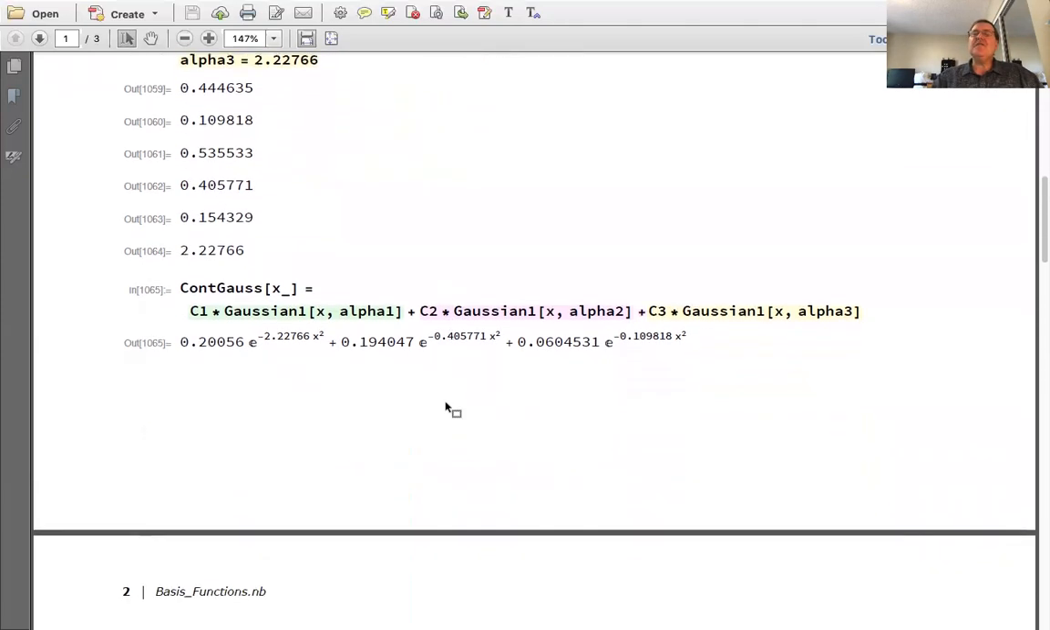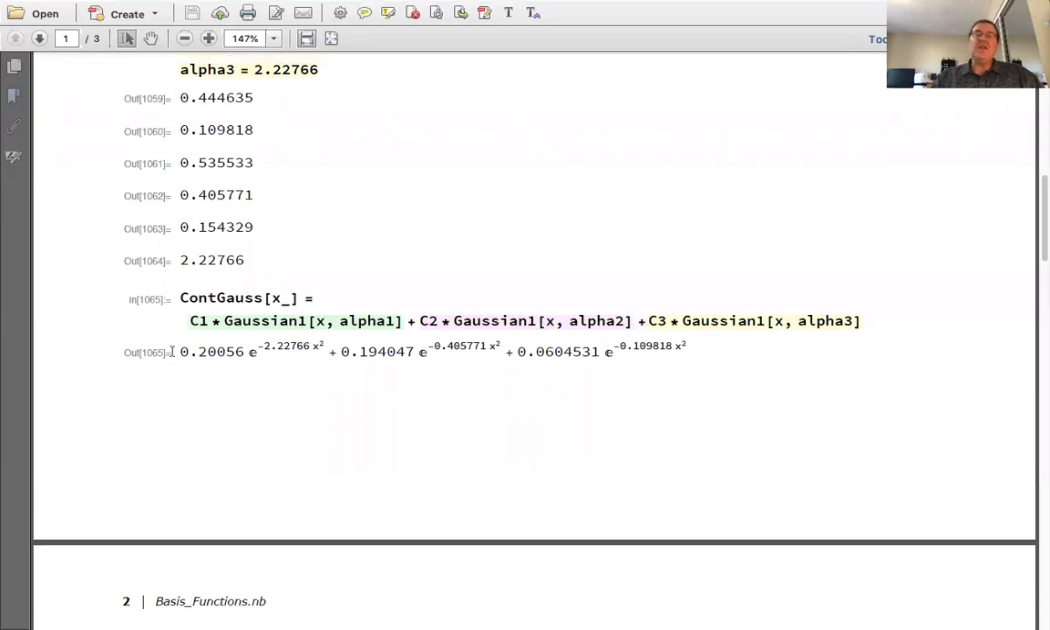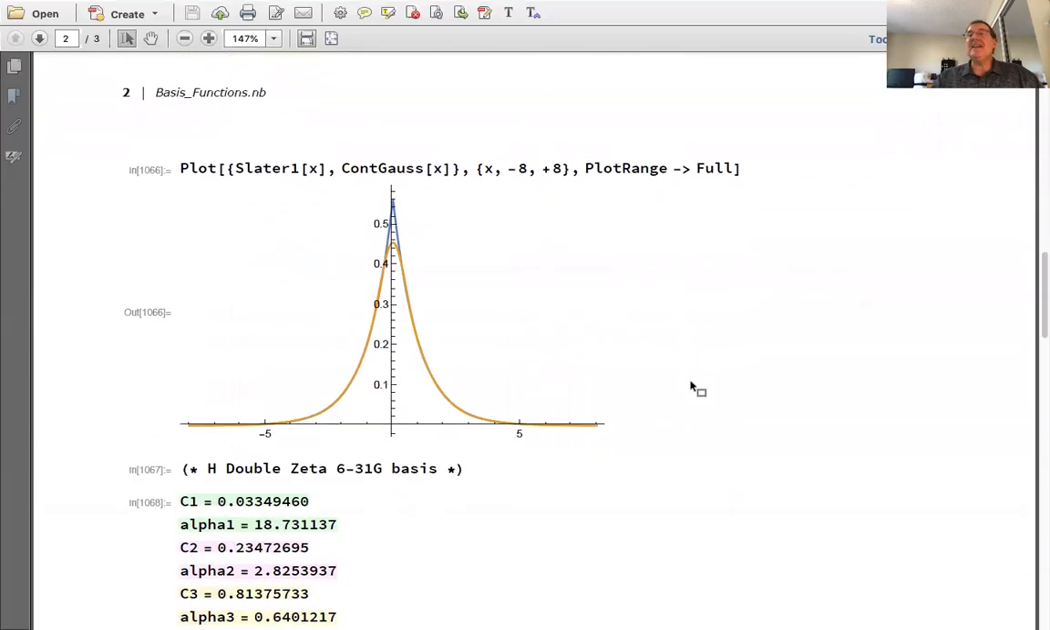And the way the function is constructed is I take the coefficient and I multiply it by the Gaussian function with alpha 1, and then add to that the Gaussian function for alpha 2 with its coefficient, and the Gaussian function for alpha 3 with its coefficient. And you can see it right here. It is a sum of 1, 2, 3 Gaussians. And so we're going to get a function that is a linear combination of those three Gaussians. Here's what it looks like.